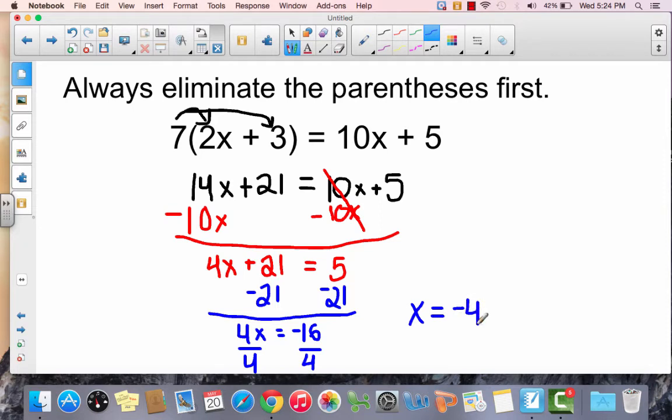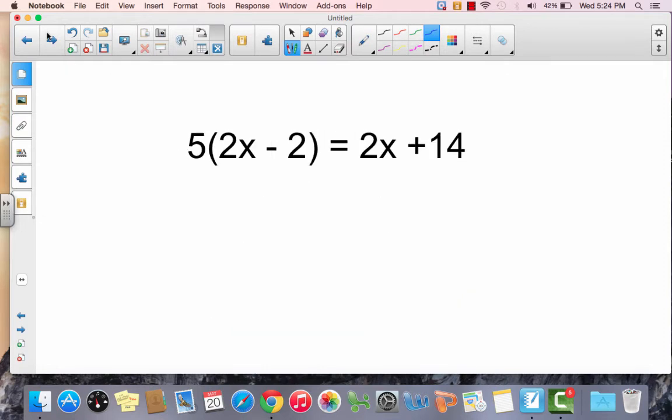Keep in mind that you should always be checking your work, and in order to check my work, I would put the 4 back in for x in the original problem, and I would make sure that when I solve each of those sides, I get the same answer. Let's look at another problem.